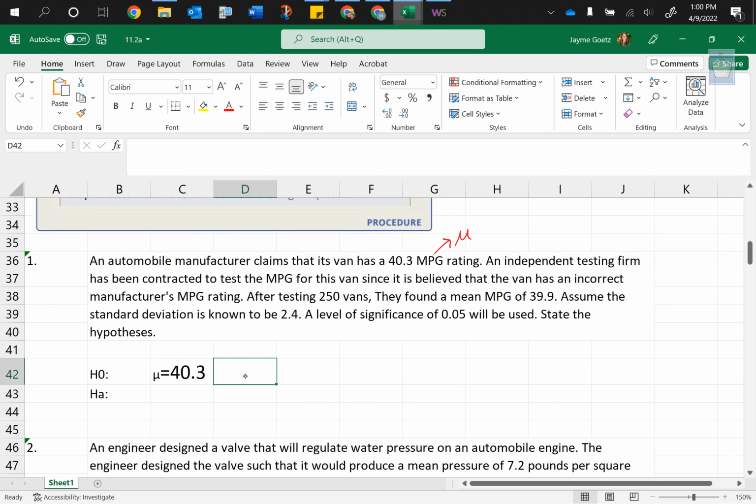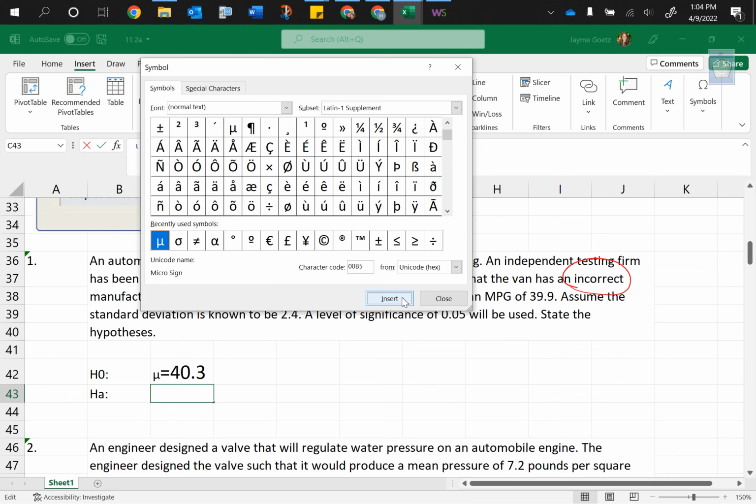Now, an independent testing firm has been contracted to test the miles per gallon for this van since it is believed that the van has an incorrect manufacturer's mile per gallon rating. Now, they didn't say that it's too large or too small. They just said incorrect, which means that my alternative hypothesis, H sub A, is going to be not equals to. So again, I'm going to come back to my symbols, and I'm going to insert mu. If you don't want to insert mu, that's okay. You can just put mu.